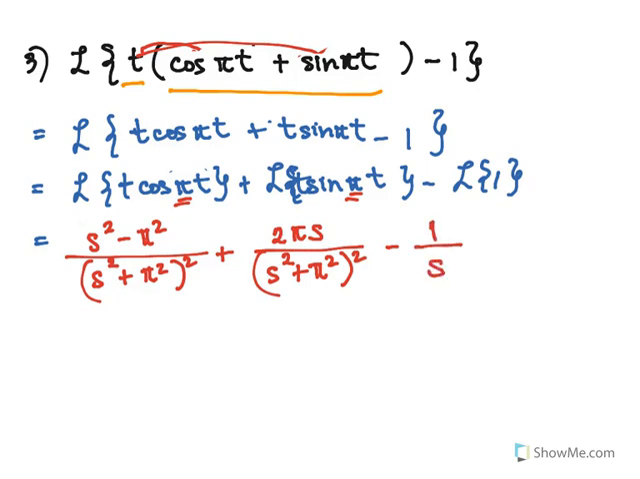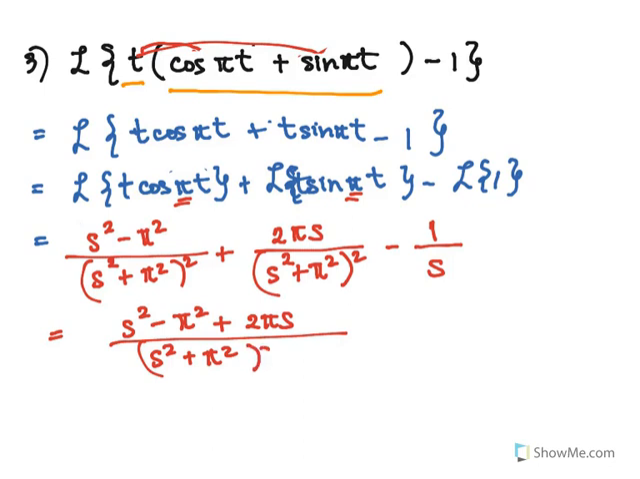Minus 1 over s. So you can combine the first two terms into a single fraction. So you can write this as s squared minus pi squared plus 2 pi s over s squared plus pi squared squared minus 1 over s.